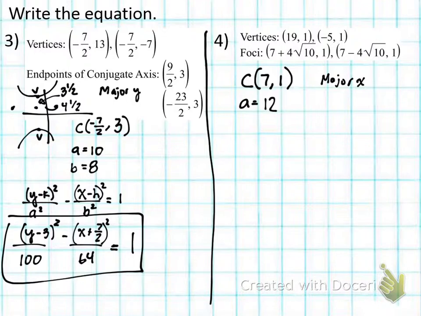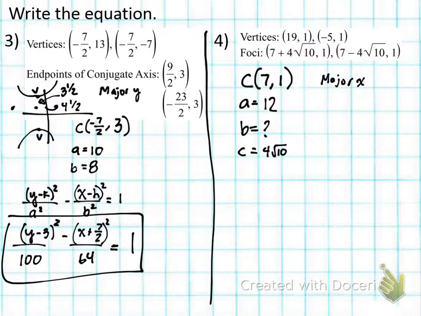Do we know B? Did they give us endpoints of the conjugate axis? No, they don't. So we're going to leave that as a question mark. C, how far are the foci from the center? Not a trick question. The answer's up there. 4 at 10, that's right. Okay. So if that's the information that's given to you, do you think you could figure out what B is? Yeah. How do you figure out what B is?